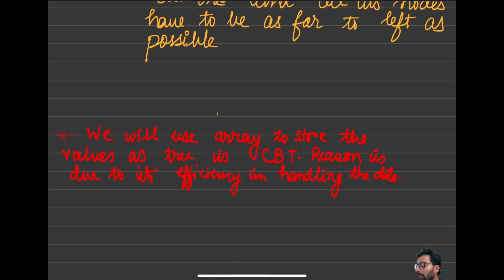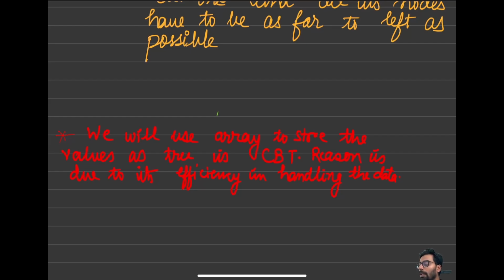Another important thing is we are going to use an array to store the values, as the tree is a complete binary tree. The reason is its efficiency in handling the data. Since it's a binary heap and every level is completely filled, we are sure that the array will not have empty spaces in between. And also, even if the last level is not filled, all the values are to the extreme left, right? So that means the array will be completely filled and there won't be any memory wastage. So that's why it will be able to efficiently handle the data. Another very important thing is we have to find the child and the parent, right?